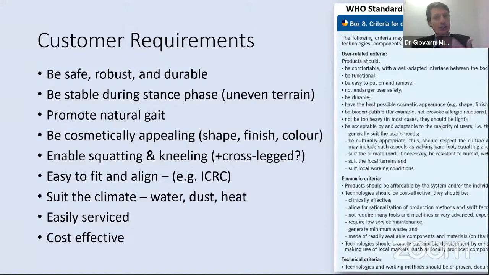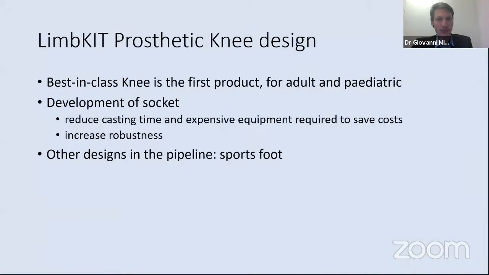So, and also their social integration can be affected. So I push very strongly for a very beautiful looking prosthesis that is adaptable to the cosmetic needs of the patient as well. So we've been working on a limb kit prosthetic knee, which is a best-in-class polycentric knee for adult and pediatric needs. We're also looking at the development of socket technologies, which would be more towards direct casting, basically to save time and to save costs in setting up of facilities.